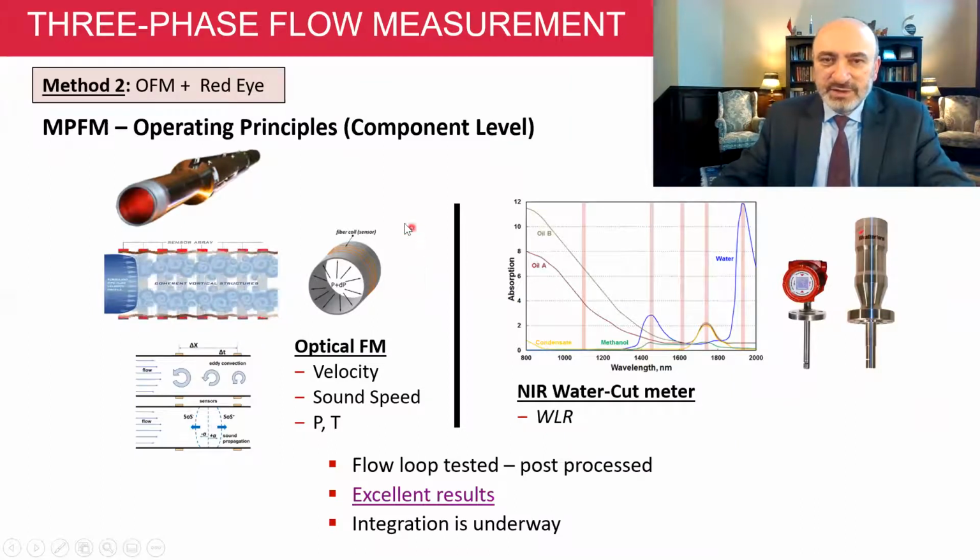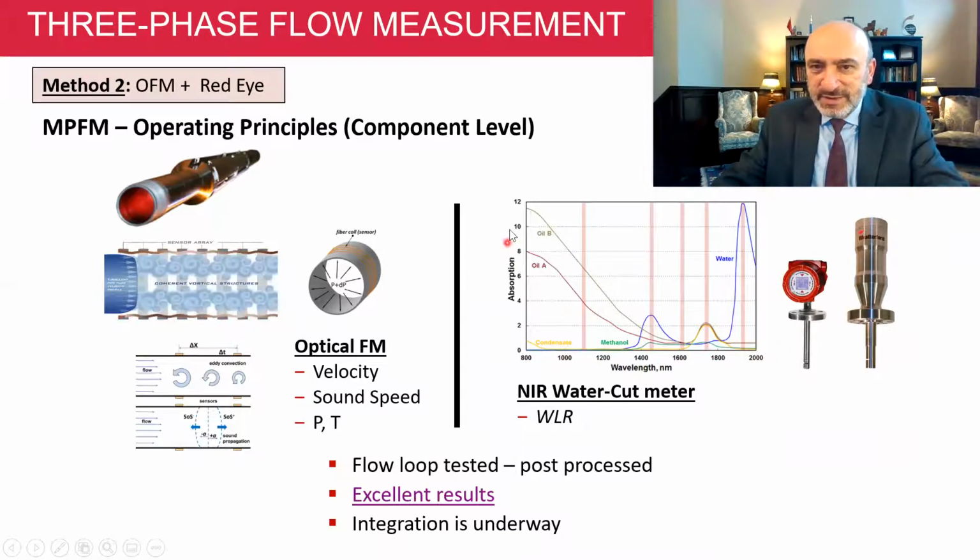So recapping the measurements, the optical flow meter provides the velocity measurement, speed of sound measurement, and pressure and temperature measurements. And the water cut meter provides the water cut measurement. Now, the operating principle of the Red Eye water cut meter is based on the absorption spectroscopy of the phases in the near infrared wavelength region.